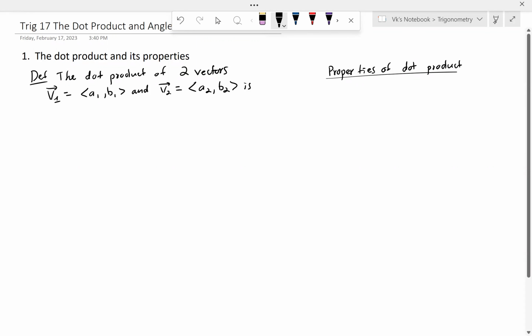Definition: the dot product of two vectors, V1 is (A1, B1) and V2 is (A2, B2), is V1 dot V2. It is the sum of A1 A2 and B1 B2. The dot product is a constant. This is a real number.